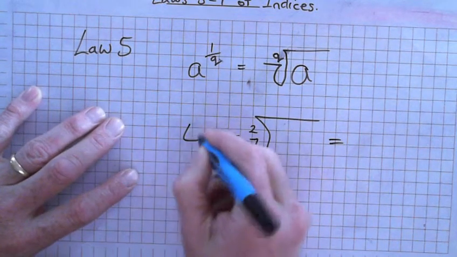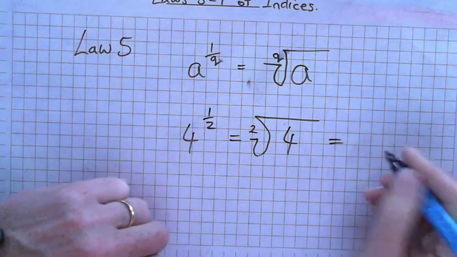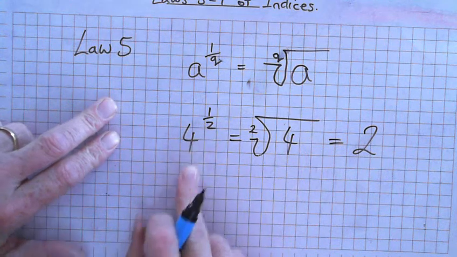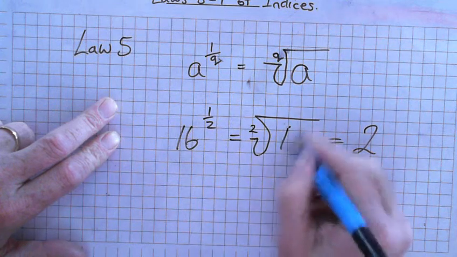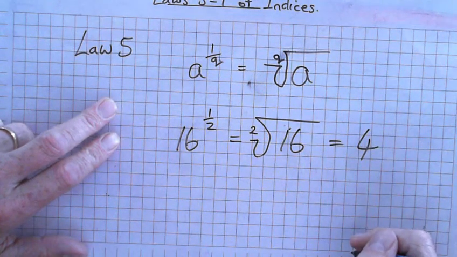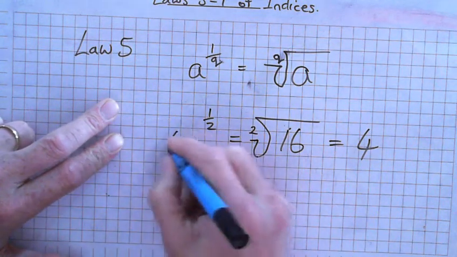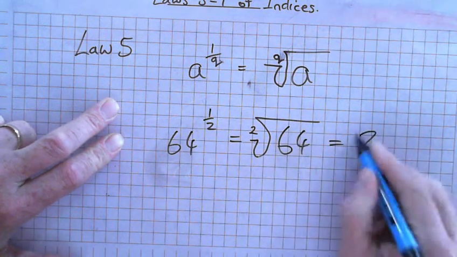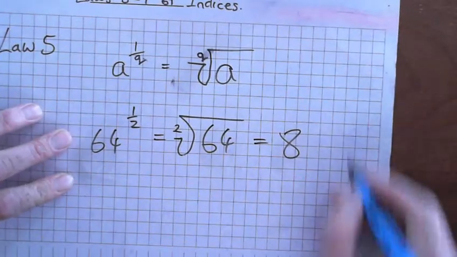We'll change the 9 to a 4. 4 to the power of a half means the square root of 4. What's the square root of 4? 2. Another example. Give me another square number. 16 to the power of a half. Square root of 16 is 4. Another square number. 64. The square root is 8.